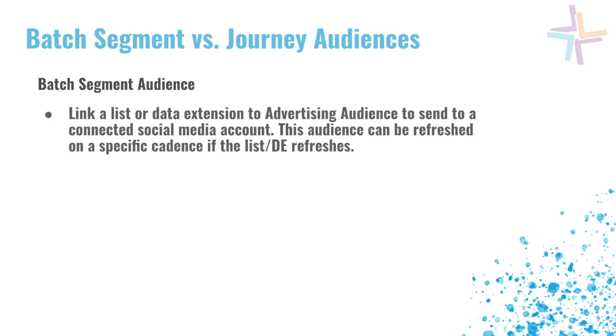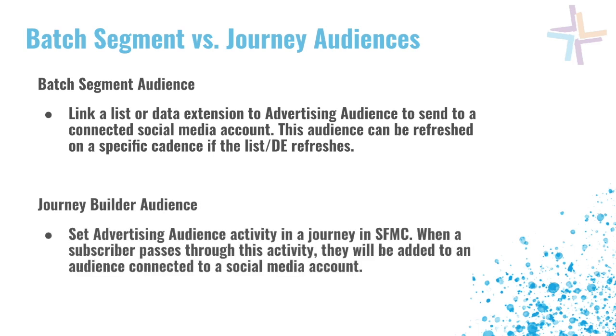Let's quickly compare the two different kinds of audiences you might encounter for advertising audiences. A batch segment audience is like a one-time predefined group. It can be refreshed if needed, but the group is manually taken out from the whole. Journey audience is updated in real time. You can pull in new subscribers at any point. It's basically peeling off from the whole after each send.